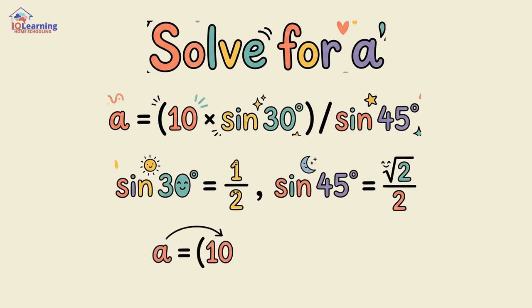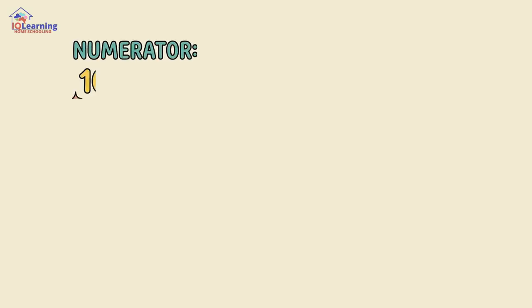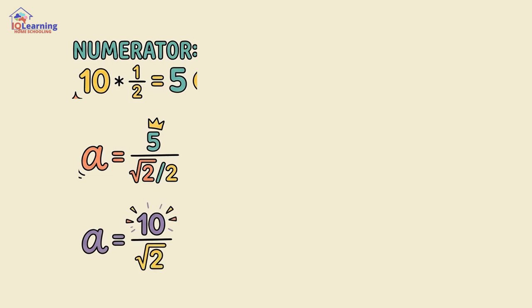Substitute those values into the equation. A equals 10 times 1/2 divided by square root of 2 over 2. Simplify the numerator first. 10 times 1/2 is 5. So now we have A equals 5 divided by square root of 2 over 2. Dividing by a fraction means multiplying by its reciprocal. So this becomes A equals 5 times 2 over square root of 2. That simplifies to A equals 10 over square root of 2.